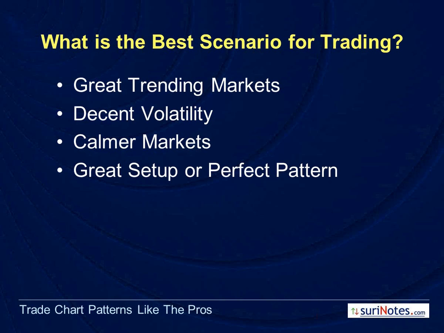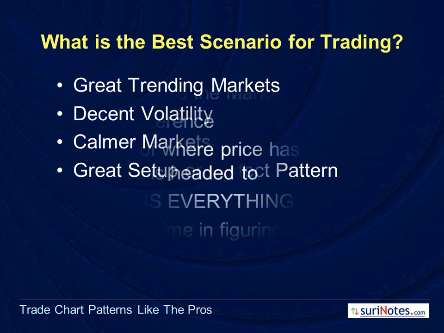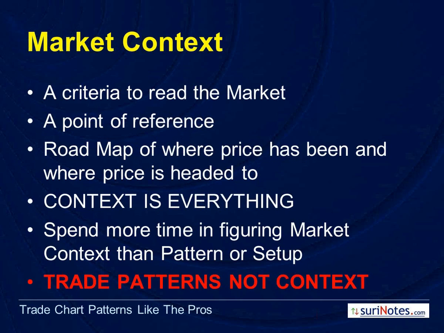Of course, the pattern and setup is actually a trading type. So now, it's basically the definition of context: a criteria to read the market. You might say, I'm using a 50 period or 200 period moving average, and if the price is above it, then it's a bullish market. It's a point of reference for you, like a roadmap of where the price has been and where it is headed.